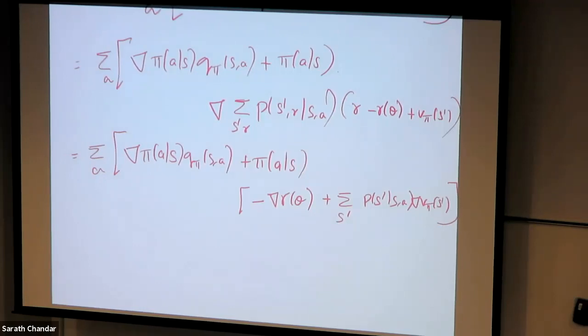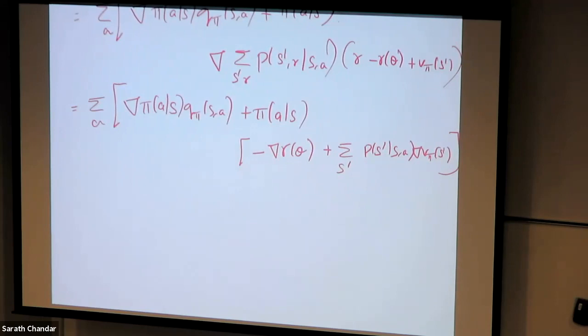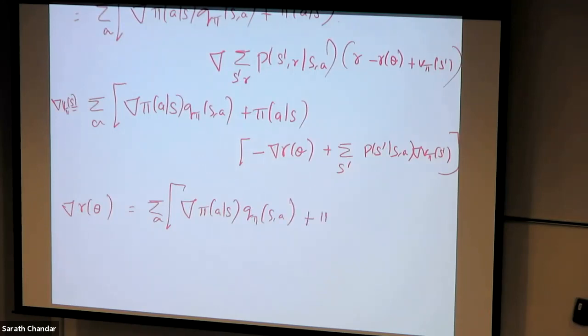Now I'm going to do a little bit of rearranging here. I will directly write it, but it is easy. The left-hand side had the gradient of v pi of s, but what we really care about is the gradient of r theta, so I'm going to bring this to the left-hand side. So the gradient of r theta is equal to the summation over a of the gradient of pi of a given s times q pi of s comma a, plus pi of a given s times the summation over s dash of p of s dash given s comma a times the gradient of v pi of s dash, so the whole thing minus the gradient of v pi of s.